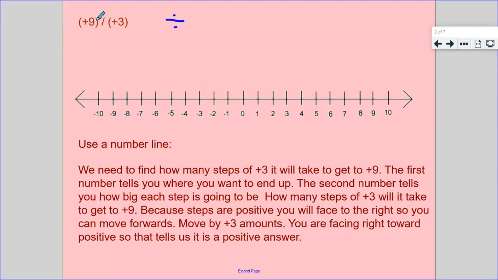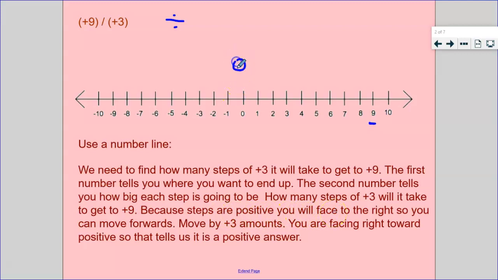So the first number, positive 9, tells you where you want to end up. So we want to end up here. The second number tells you how big each step is going to be. So how many steps of positive 3 will it take you to get to positive 9? Now because the steps are positive, you're going to face to the right so you can move forwards.